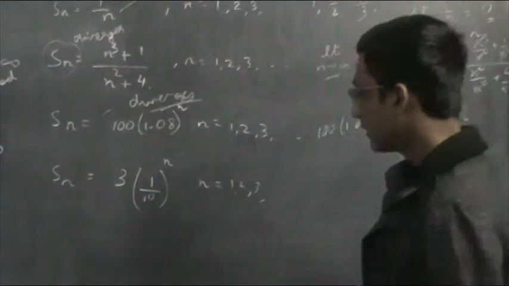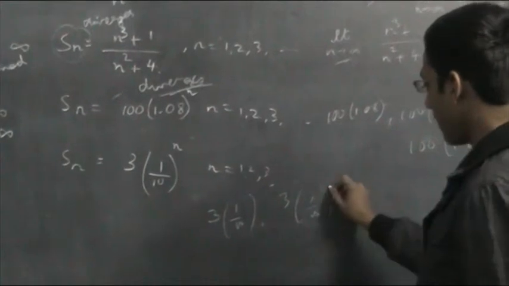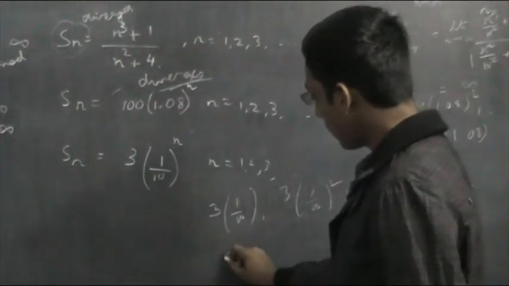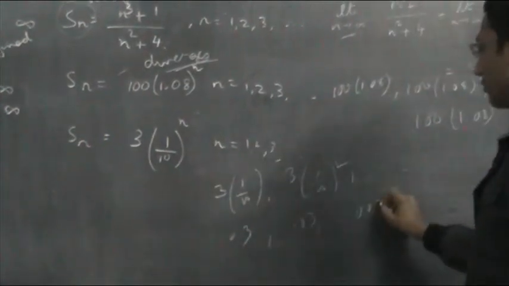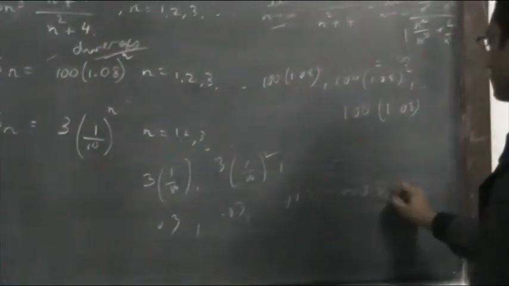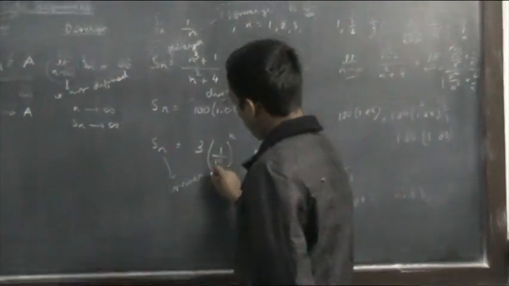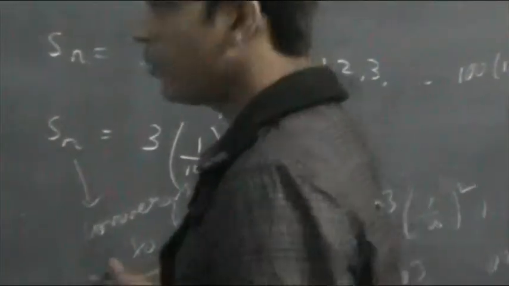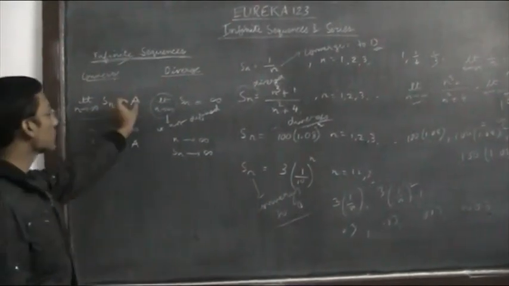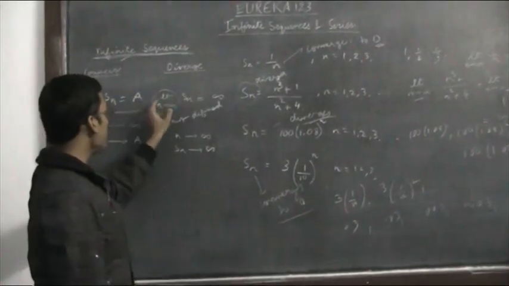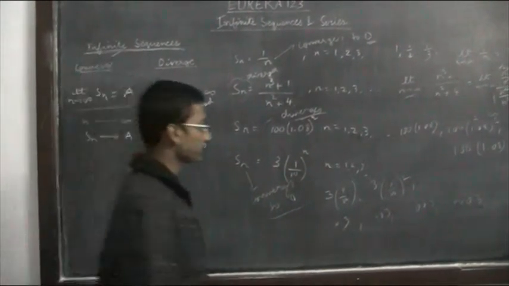If you look at this, the terms are 3 into 1 by 10, 3 into 1 by 10 square and so on. So we get 0.3, 0.03, 0.003, 0.0003 and so on. And therefore this converges to 0. So we say that the sequence converges if the limit n tends to infinity, Sn is tending to some constant value, and it diverges when limit n tends to infinity, Sn is infinity. That is basically the limit is not defined.